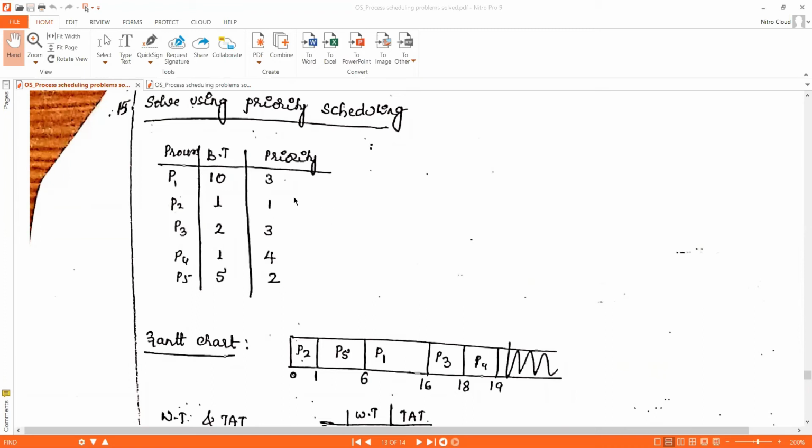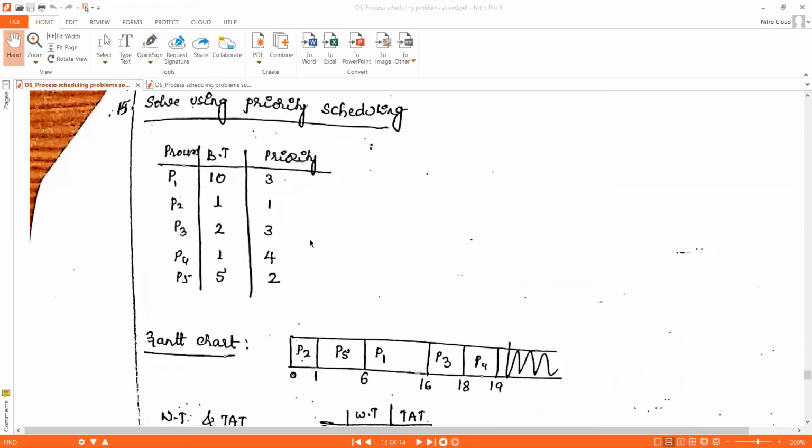Now which other processes are waiting for the processor? Process 1, process 3 and process 4. Here you can see that the priority of process 1 and process 3 is the same. If two processes have equal priority, what do we need to do to break this tie? We need to use FCFS scheduling, first come first serve, to break this tie.